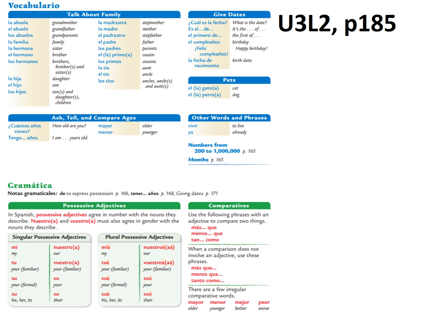When a comparison does not involve an adjective, use these phrases. Más que blank, more than blank. Menos que blank, less than blank. Tanto como blank, as much as blank. There are a few irregular comparative words also. Mayor is older. Menor, younger. Mejor, better. Peor is worse.